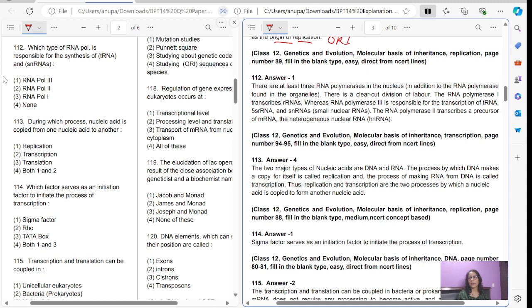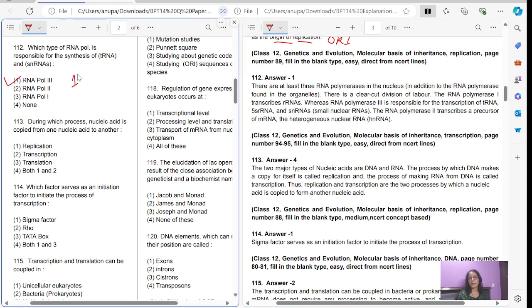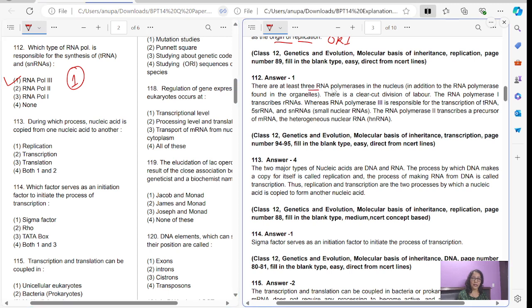Answer for this question will be option number 1, that is RNA polymerase 3. We know that there are 3 RNA polymerases in the nucleus and there is a clear-cut division of labor in them. And what is the division of labor? That RNA polymerase 1 transcribes rRNAs, that is ribosomal RNA.